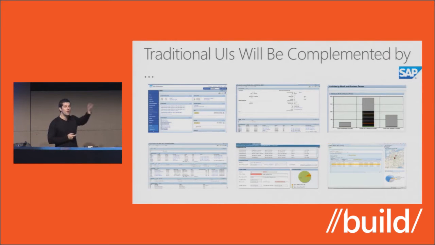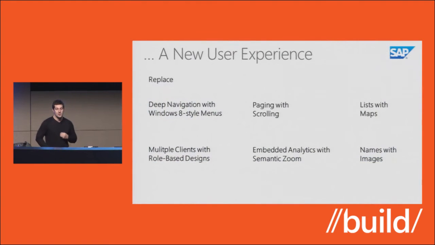Now, we've moved from a lot of traditional UIs, things that were specific. I might go one place to look up customer information, but I might go somewhere else to find out if that customer is not paying his bill. And we've moved that into a single set of things. We've replaced deep navigation, navigation that users have to learn, transaction codes.